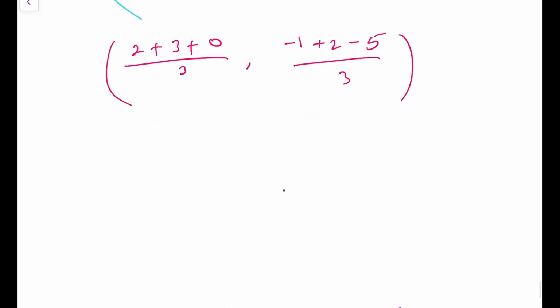Now let us simplify this further. 2 plus 3 is 5, 5 plus 0 is 5, so 5 by 3, comma, -5 minus 1 is -6. And still we have plus 2. -6 plus 2 is -4. So -4 by 3. So the centroid for the given points is 5 by 3, comma, -4 by 3.